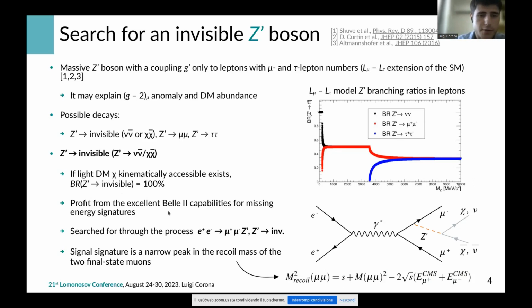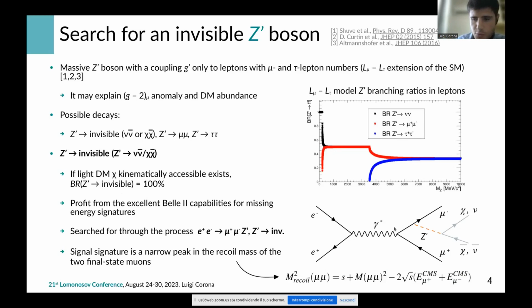For this analysis at Belle II, we profit from the excellent capabilities for missing energy signatures, and we search for it through the process e+e- into mu+mu- plus missing energy. Here there is the Feynman diagram, where the Z prime is emitted as a final state radiation from one of the two muons in the final state, and we search for a narrow peak in the recoil mass of the two final state muons.